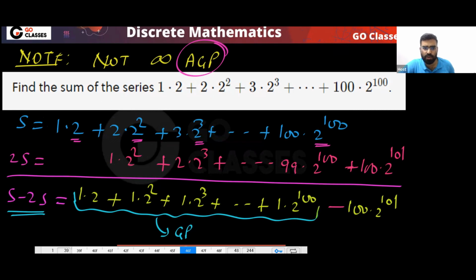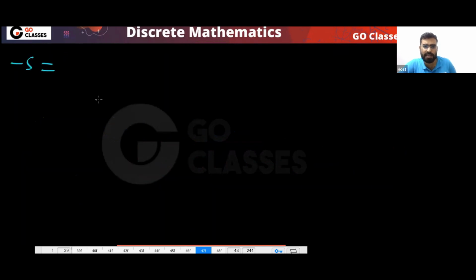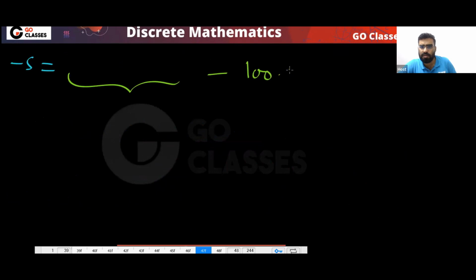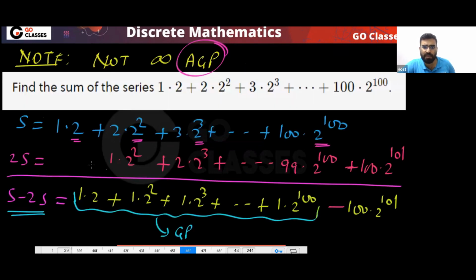Now what will you get? You will get minus S is equal to, can anyone tell me what that is? 2, 2 squared, 2 cubed, up to 2 power 100, and minus 100 into 2 power 101. This is your GP. How many terms do we have? Tell me the number of terms. There are 100 terms. We only have 100 terms.